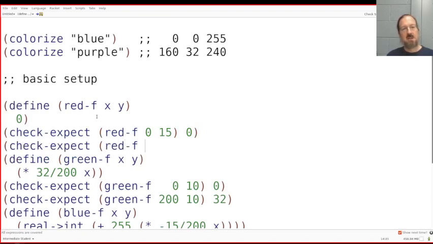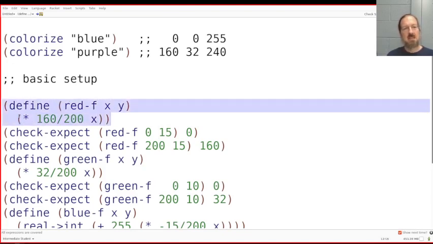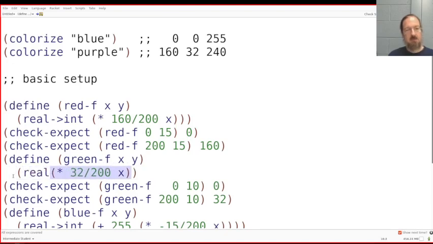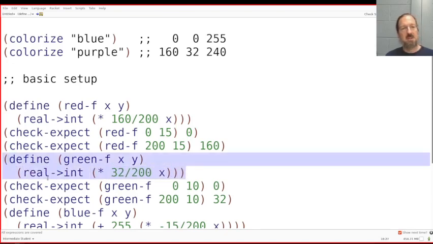Red function 215 is supposed to give 160. Again, we get the slope. No, 0 for y-intercept, so 160 divided by 200 times x. Oh, I forgot to do the real to int. Fortunately, I remembered before we ran it again. You might wish that real to int was built in.